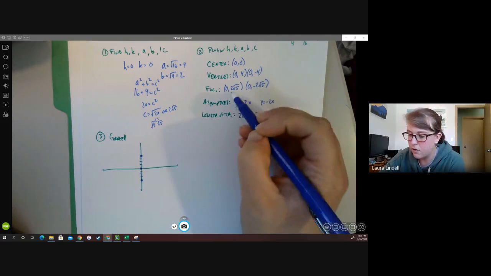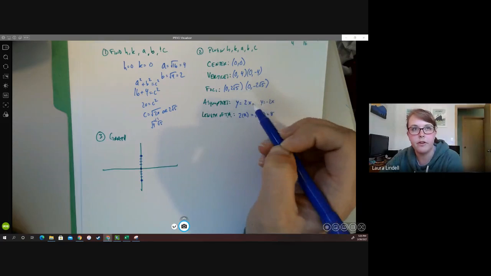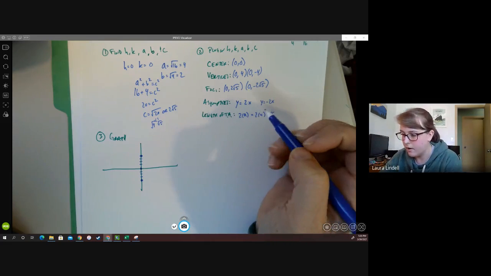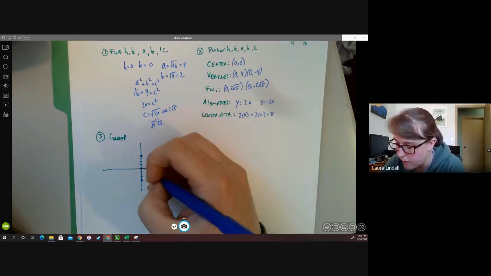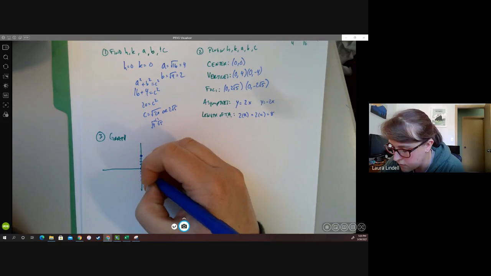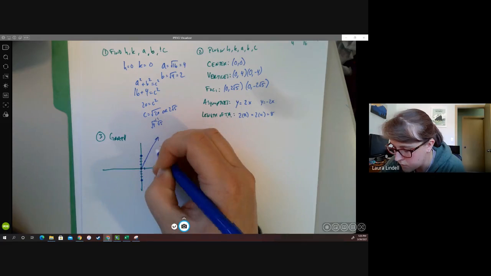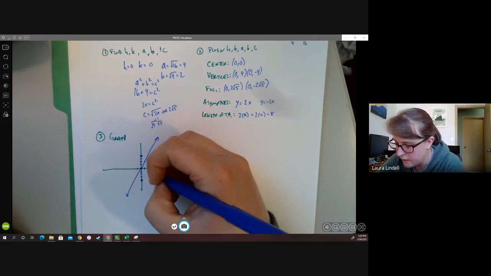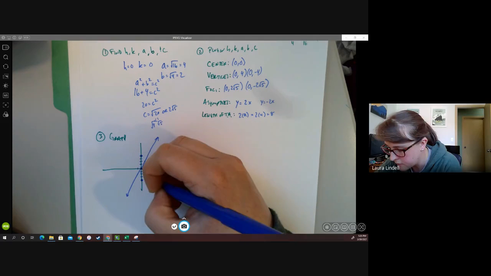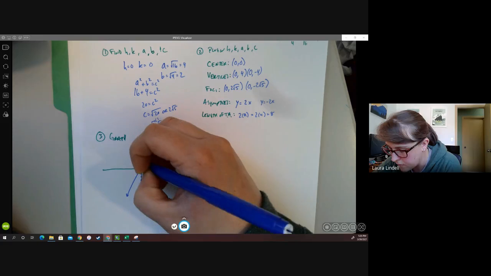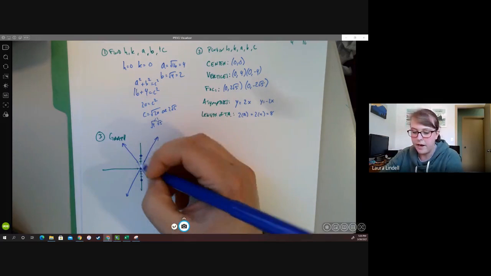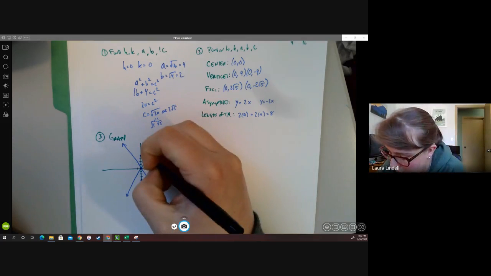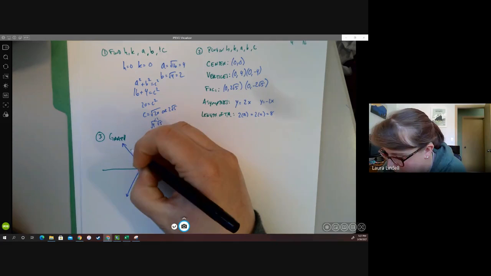I wouldn't worry as much about graphing the foci at the moment if you're just trying to graph the thing to start with, but I would graph the asymptotes so that you know kind of where this thing's going. So the asymptotes are y equals 2x and y equals negative 2x. So we know these are asymptotes. So then our actual graph of the hyperbola is going to look something like this.